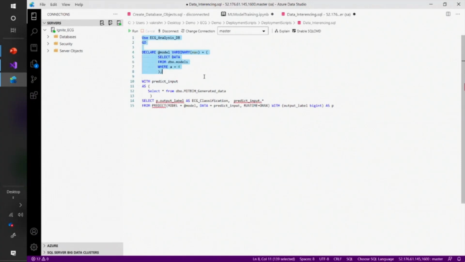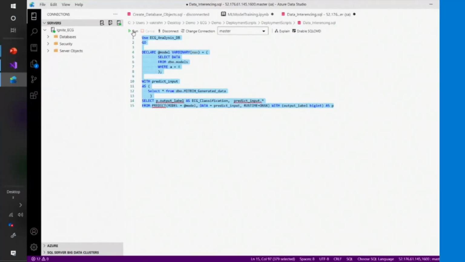So let me select all the queries. What we're doing here is simple data inferencing. We are going to just look at the last 10 data points that have been coming from this ECG monitor and analyze the heartbeat based off the model that's being trained. Let's run it.